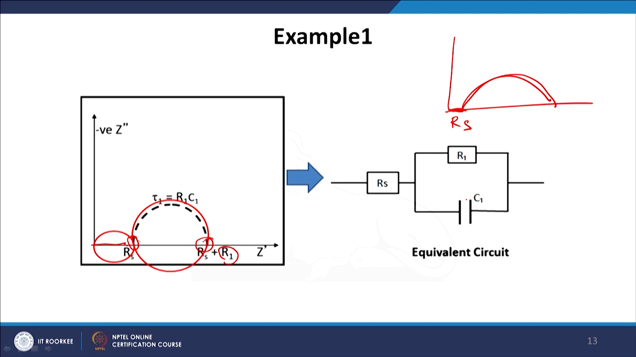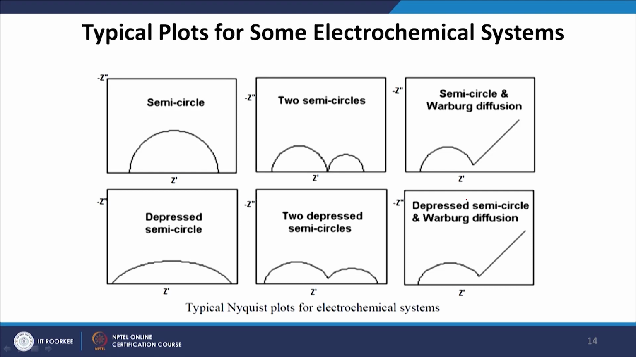By doing some simple analysis, starting from impedance data, you can draw the corresponding equivalent circuit, or if the equivalent circuit is given, you can find out the corresponding impedance data. Some typical plots for an electrochemical system are shown here, which you will see experimentally when you do impedance spectroscopy for a solar cell. You can see a semicircle, and we already know what it means, right. So, this is Rs, this is Rs plus R1, and the time constant tau is R1 C1.